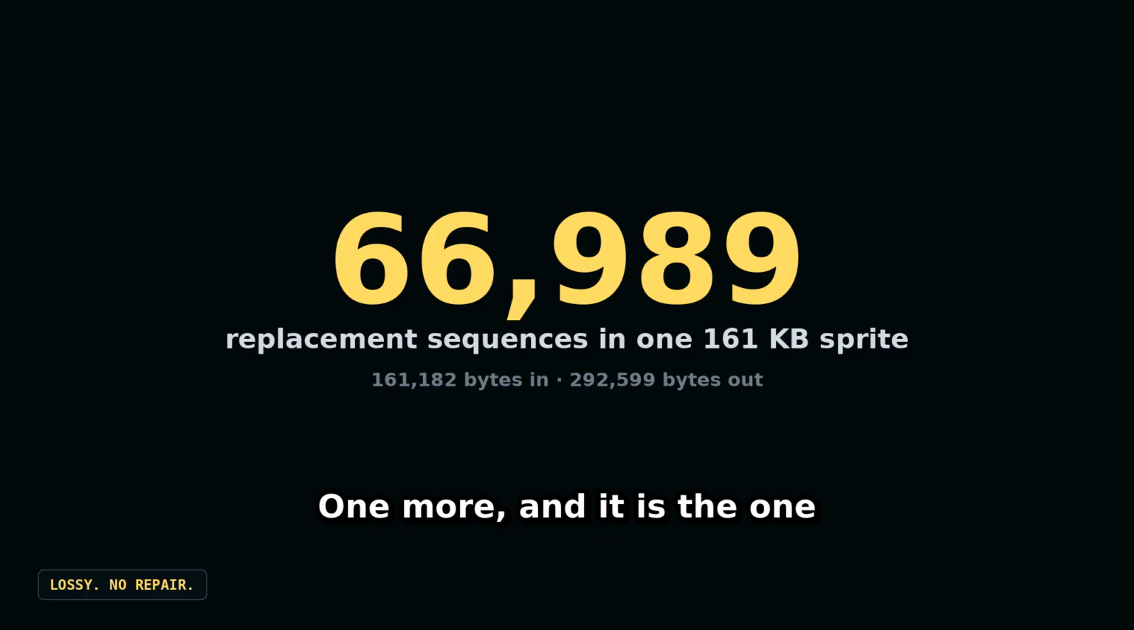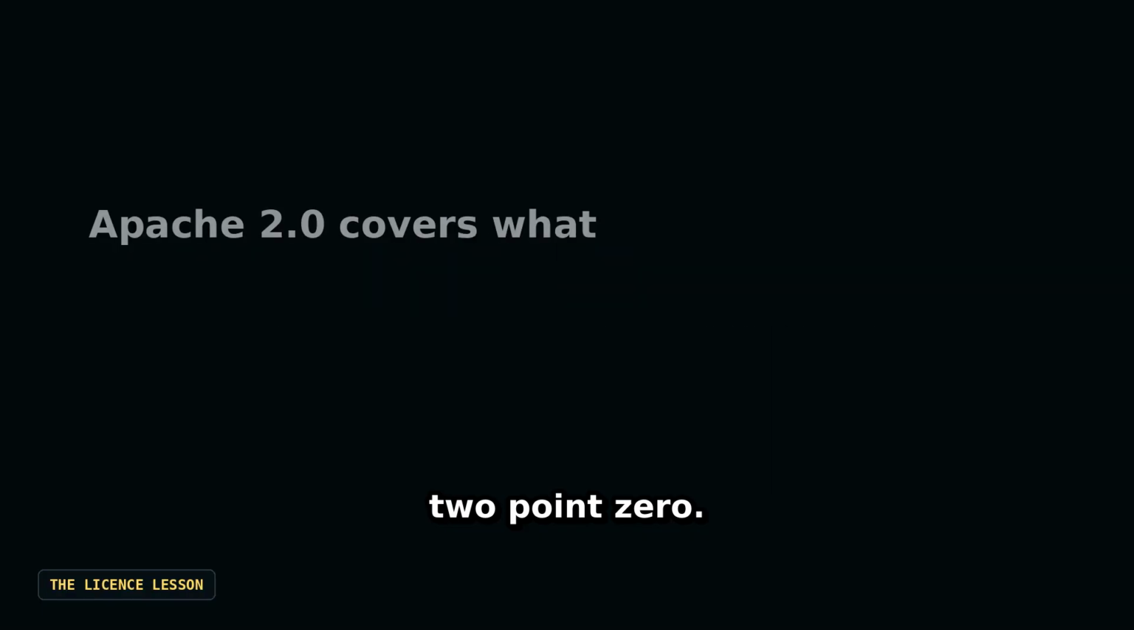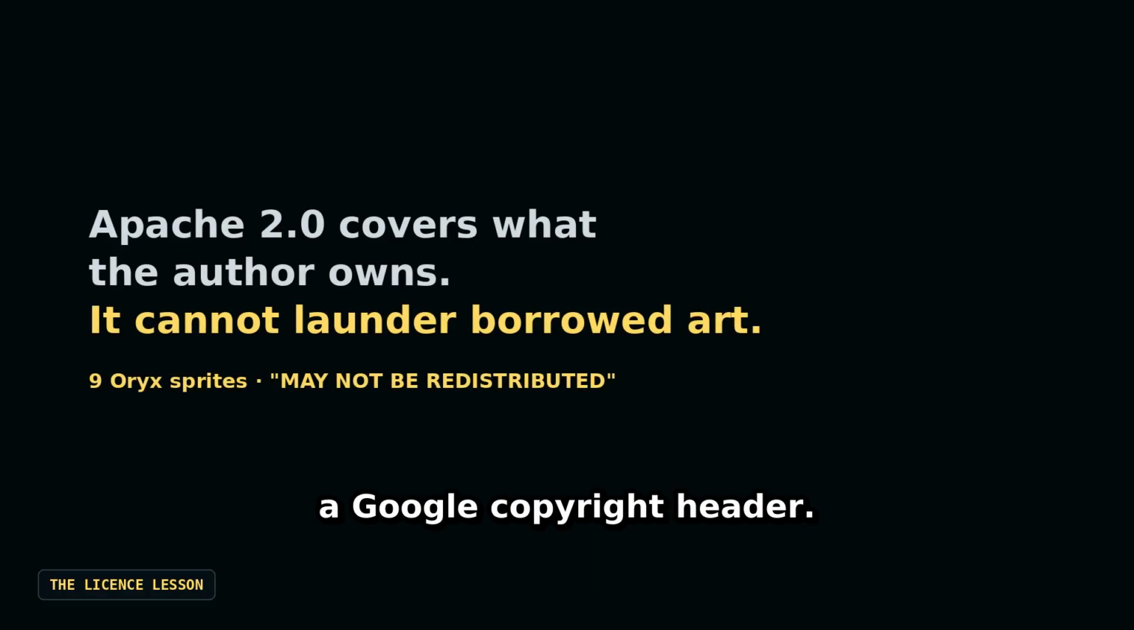One more, and it is the one that decides whether you are allowed to ship any of this. The license file says Apache 2.0. 71 files carry a Google copyright header. On that evidence, the obvious conclusion is permissive license, redistribution fine, ship it. That conclusion is wrong, and the repository's own README says so. 9 of the sprites were licensed from a commercial art pack, whose terms read, may not be redistributed, and the license is not transferable. Google is the licensee. Nobody else is. So the reward is not hosted.